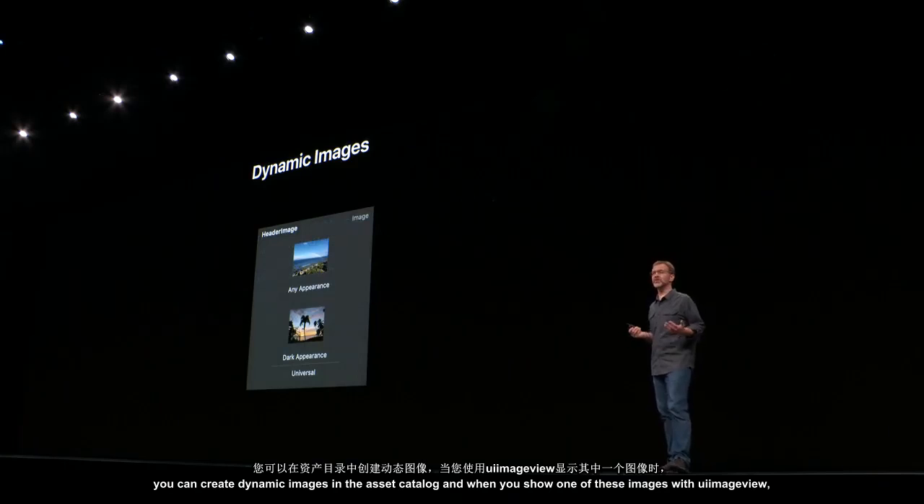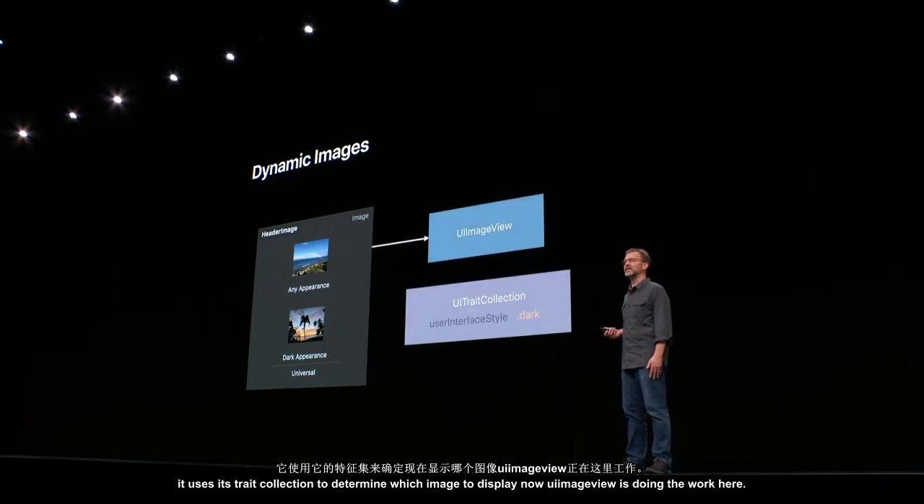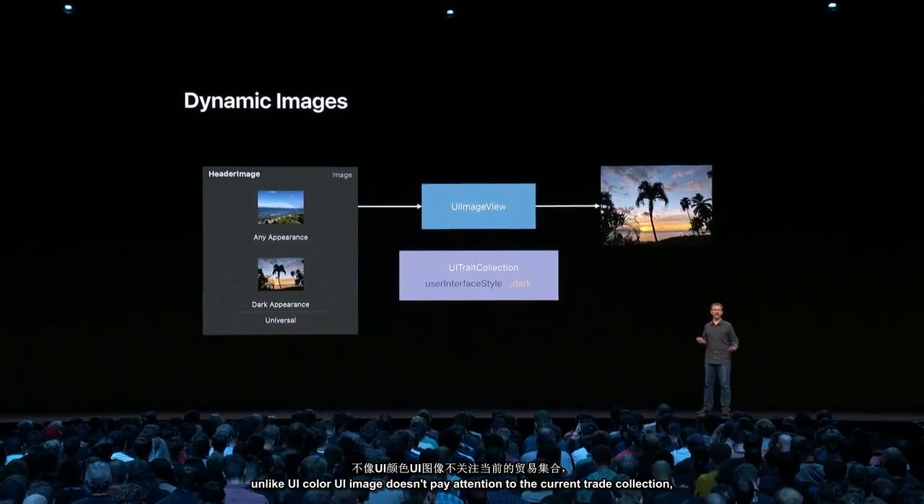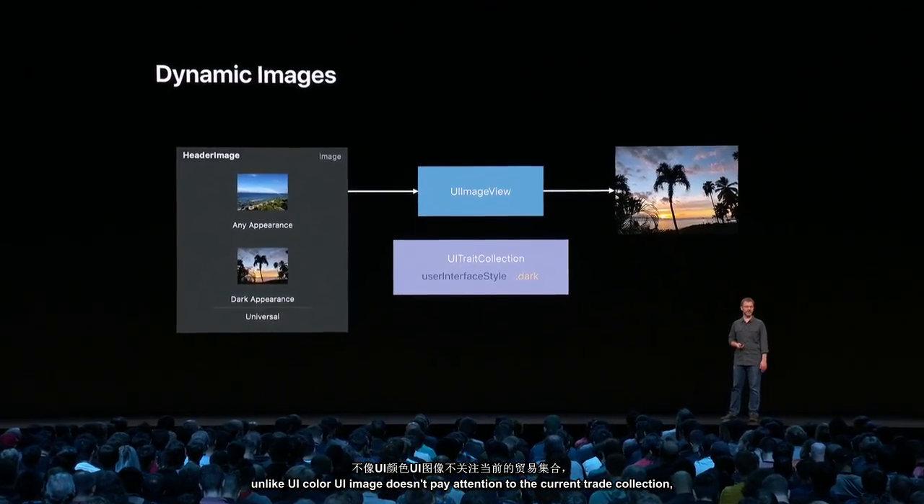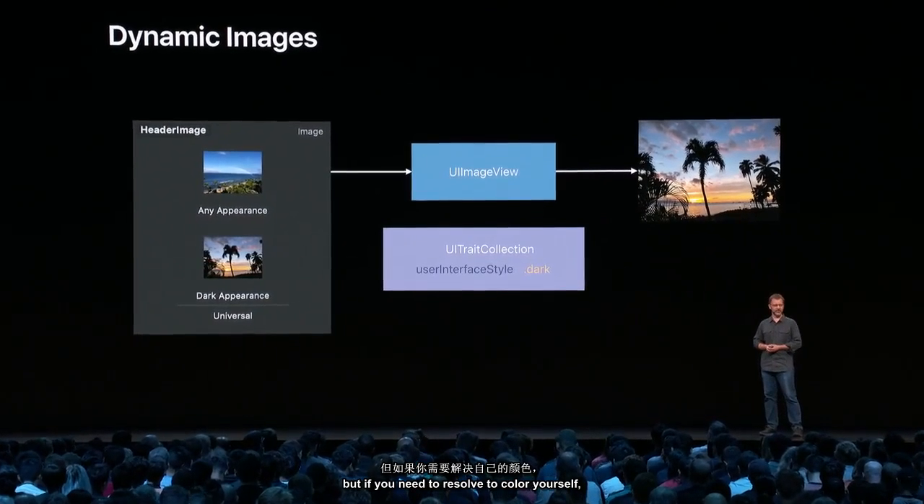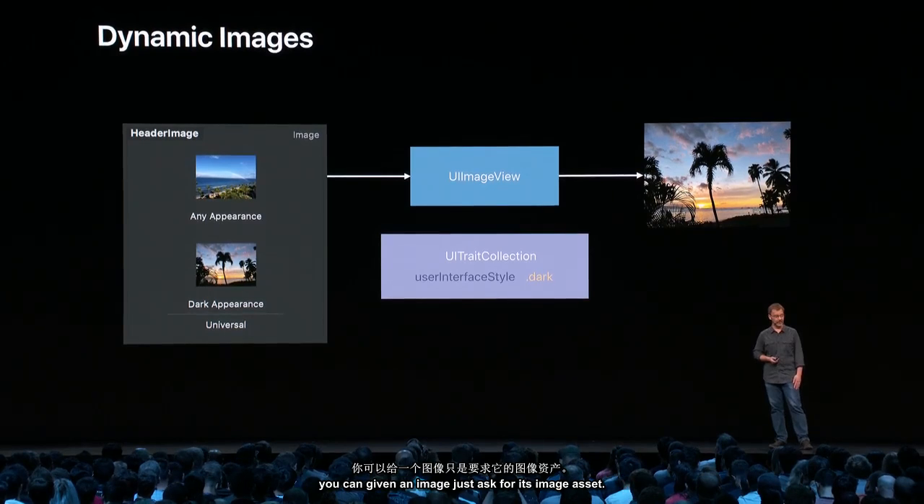As you saw, you can create dynamic images in the asset catalog. And when you show one of these images with UIImageView, it uses its trait collection to determine which image to display. Now, UIImageView is doing the work here. Unlike UIColor, UIImage doesn't pay attention to the current trait collection. So we recommend most of the time use UIImageView. But if you need to resolve the color yourself, you can.